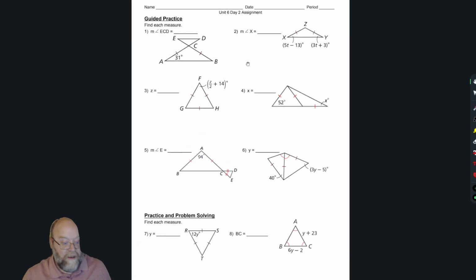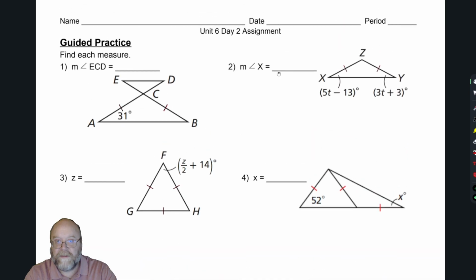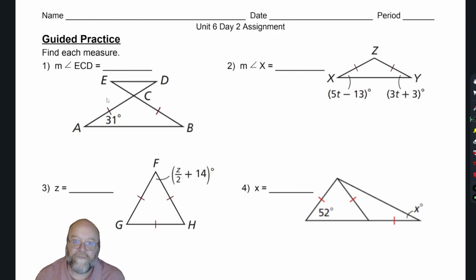Ooh, got a bit of a hefty guided practice today. Look at this. 6 problems? I'm spoiling you. Are you spoiled? Sometimes I don't know if I'm writing behind my head. So sorry if I did.